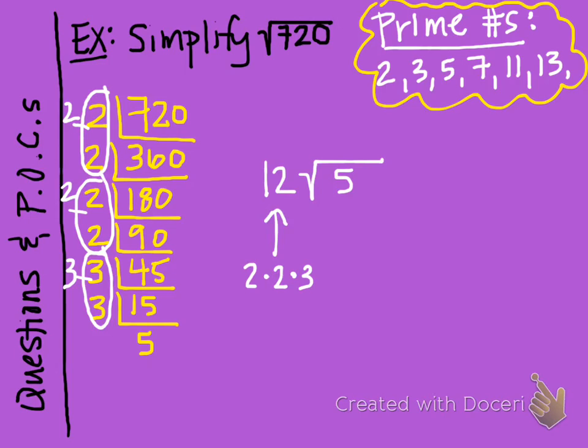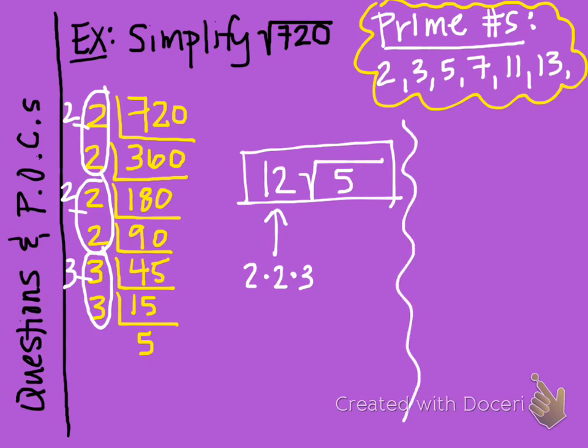And that was a good way to remember it. Now let me just show you. I'm going to go off to the side. So the square root of 720 simplifies to 12 square root of 5. Now last year many of you learned this using perfect square factors. So just off to the side, let me show you what that might look like.